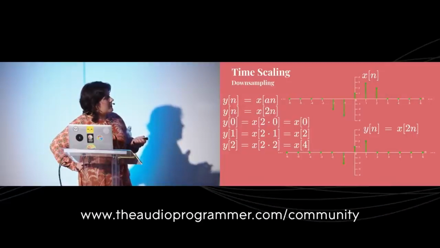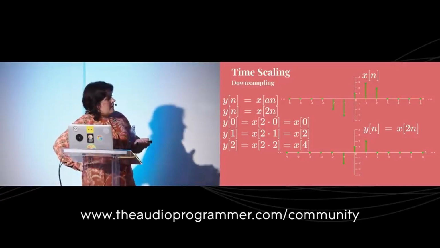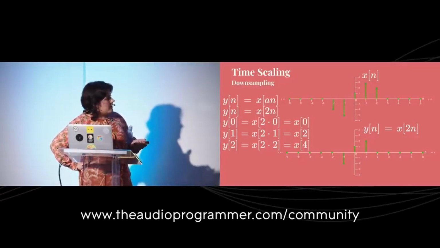So with time scaling, if we have a value at the origin, that will always stay the same, because anything times 0 is going to be 0. The next one, y of 1, we want to find, we plug in 2 times 1, as it's 2 times n, and then we get x of 2. So x of 2 comes down here.